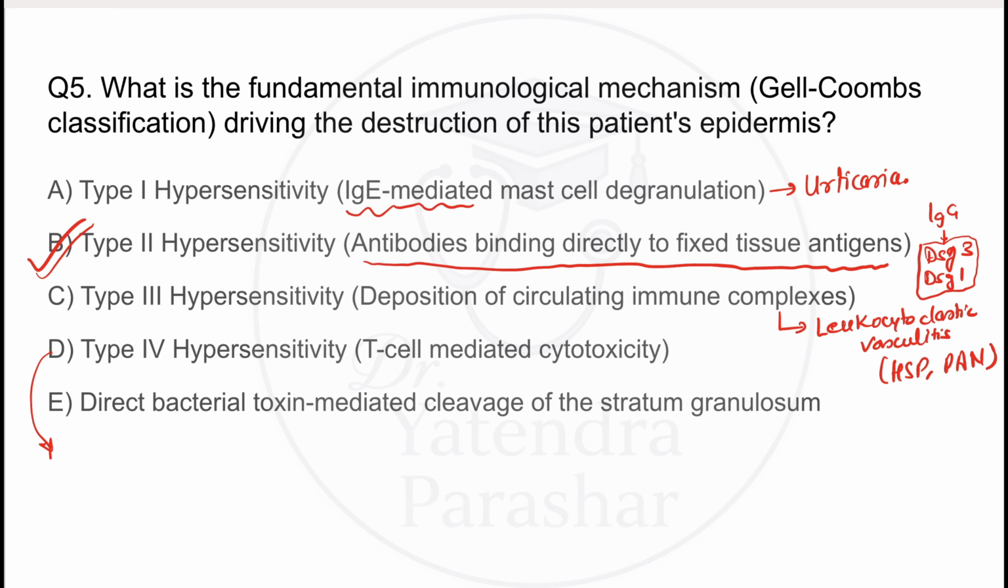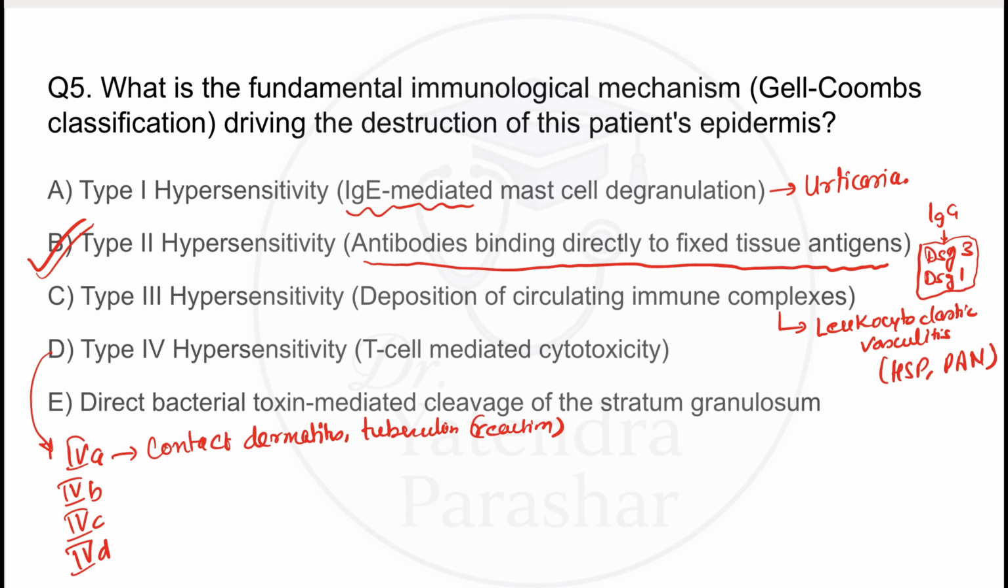Type 4 hypersensitivity. Type 4 hypersensitivity is a T cell mediated hypersensitivity, and this is also further divided into four types, that is 4A, 4B, 4C and 4D. 4A is commonly seen in cases of contact dermatitis and in tuberculin reaction, and 4B, which is Th2 mediated along with eosinophils, is seen in drug induced eosinophilic syndrome, that is DRESS.